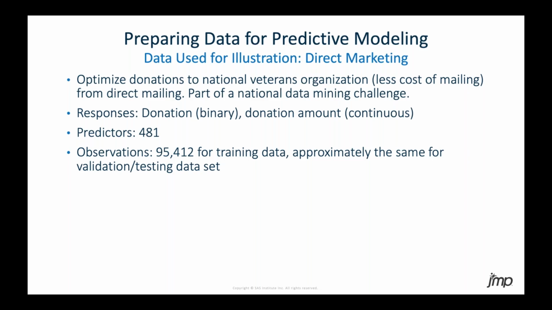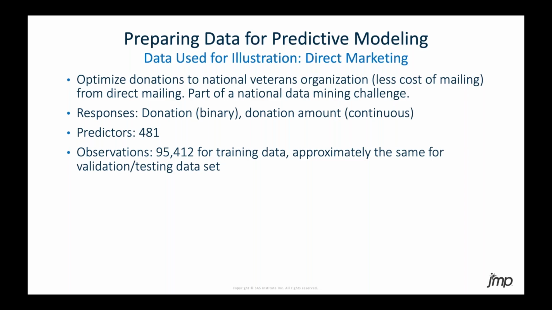they name names and say specifically not to mention those names. So I'm not going to say exactly who this is for, but it was part of a national data mining challenge. If you're not new to data mining, you might have already seen this data before. This is a fairly famous data set. Two responses of interest: donation, yes or no; and donation amount, how much the person gave. There are 481 predictors, so quite a few columns in this data set. The data set was split into two: approximately 95,000 observations for training, and about the same that can be used for test and validation.